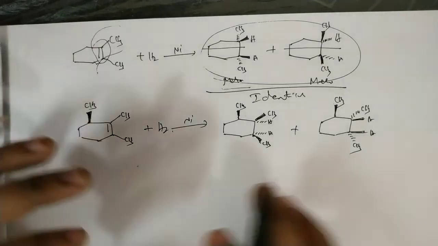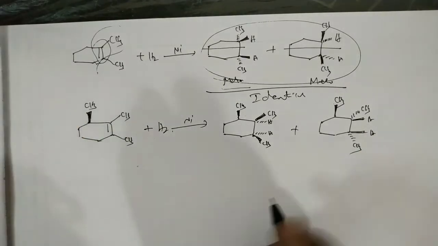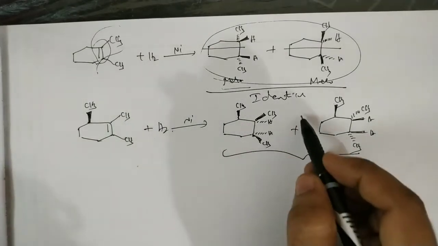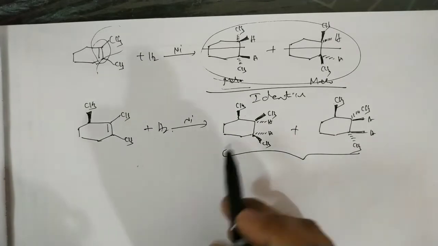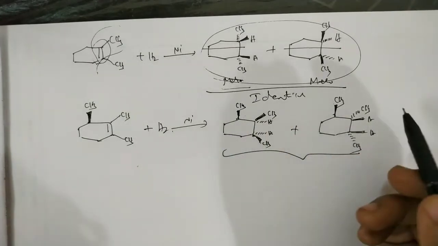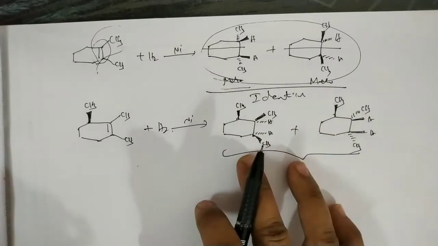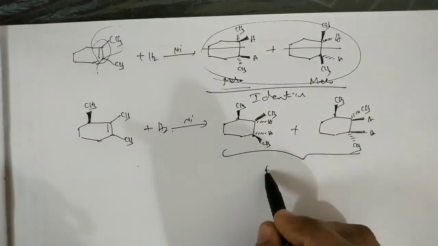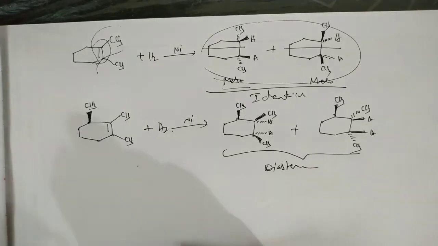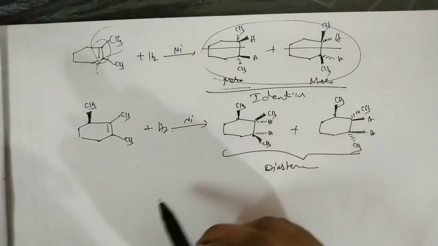So that means in this case both products are possible. What is the relation between these two? Here these two are non-mirror images, because the configuration at this chiral carbon is not changed, that is fixed. These two are non-mirror images, so the relation between these two is diastereomers. Why? Because in this case this compound is an optically inactive compound.